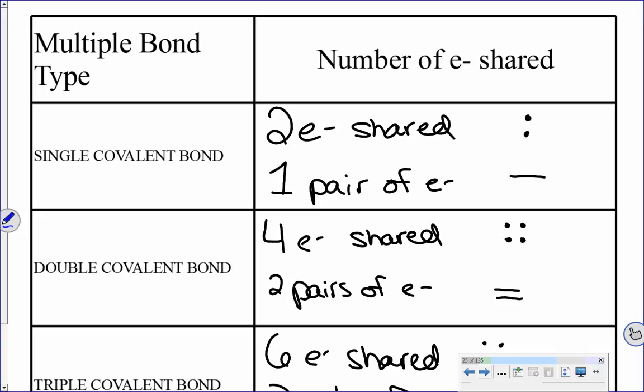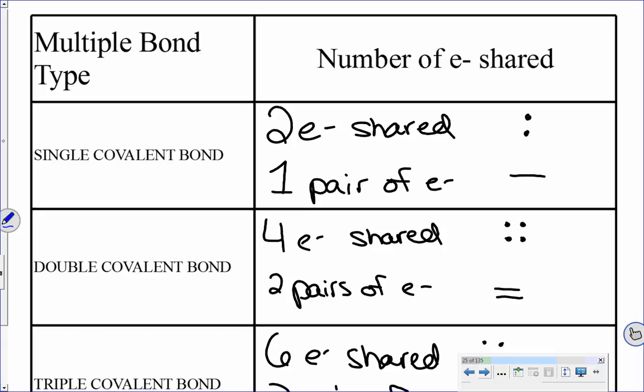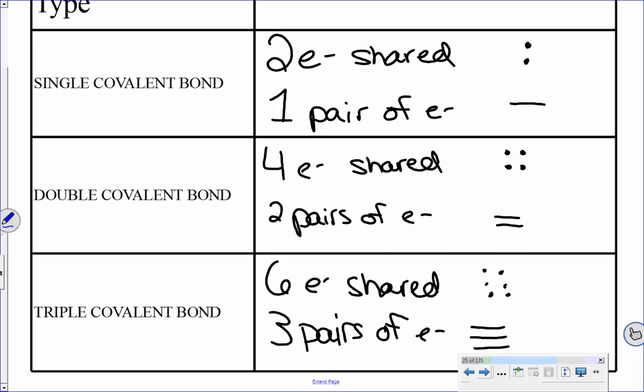To wrap this up, you do need to know, when we have multiple bonds, we just talked a little bit about double and triple bonds, how many electrons are being shared. One single covalent bond is a pair of shared electrons, and it can be shown with 2 dots or 1 line. A double covalent bond, 4 shared electrons, can be shown as 4 dots or 2 lines. And a triple covalent bond, or 6 shared electrons, 3 pairs of electrons, shown by 6 dots or 3 lines.